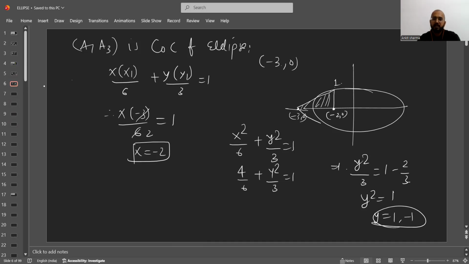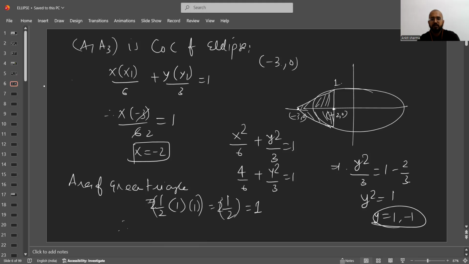So area of this green triangle would be half into base, which is 1 unit only from minus 2 to minus 3, and height is also 1. Yeah, minus 2 to 1. So half into base into height. So this gives me half here, and now since there are two triangles like this, therefore it will be 2 times. So I get to see here 2 into half, which is 1.